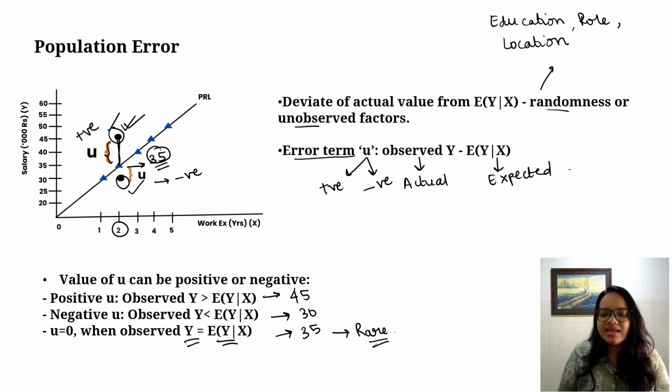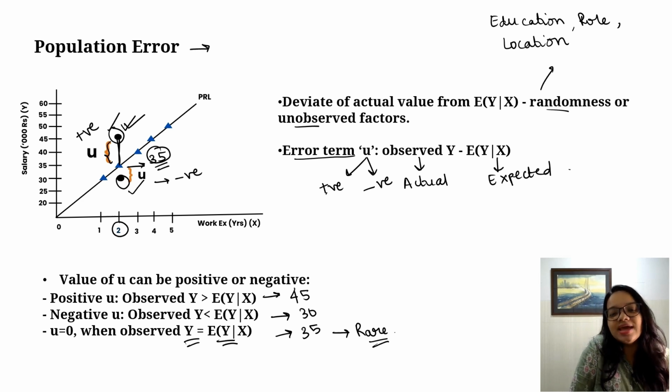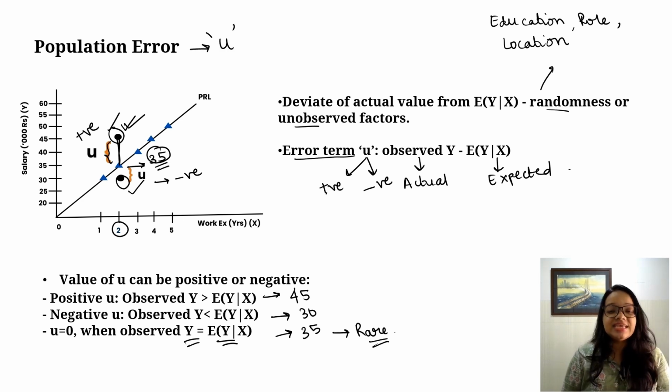In practicality, it is pretty rare, but in our example, we saw that there is a case where somebody was getting exactly what they had expected. So these are the different types of population error. And this is seen when there is a deviation of actual value from expected value.